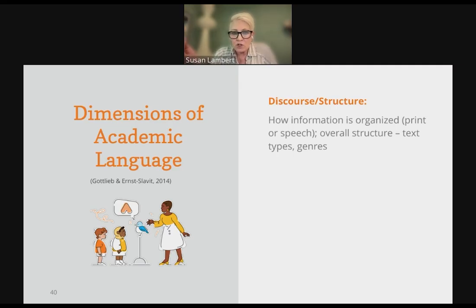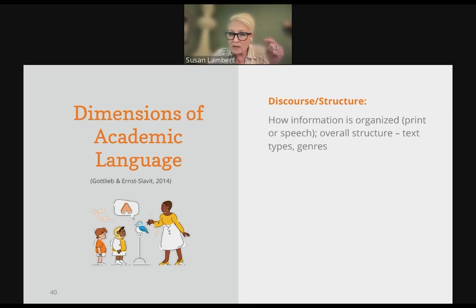The overall structure, you think about a text type or a genre. Remember, we were talking about written language, and written language, academic language uses headings and images and sometimes graphs or photographs. And the overall text structure of that is really important. You don't organize a narrative text the same way you organize an informational text that's maybe in a textbook, right? So it's really important that we understand the structure of how information is organized, and we help students understand that structure.